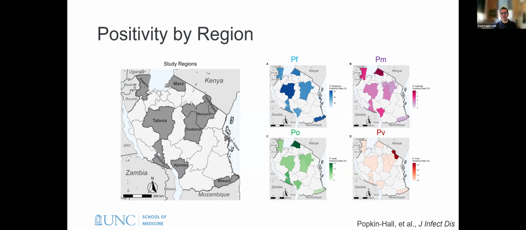And then finally, in the bottom right, in the sort of burnt orange color, I'm showing Plasmodium vivax. And this map may be a little misleading. It kind of looks like there's vivax in all of these regions, but in fact, what that's showing is that in every region but one, there's 0 vivax detected. So we only detected 3 total cases of PV, and all of them were in Kilimanjaro, which is considered to be a very low transmission region. So an interesting situation there in Kilimanjaro.